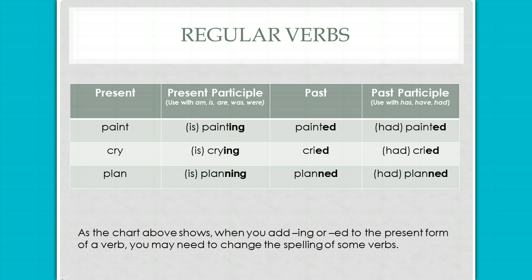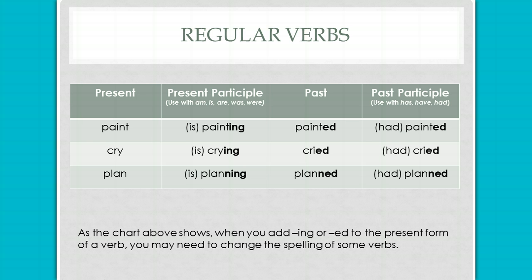The table demonstrates how different forms of regular verbs are formed. The present tense verb paint is changed to present participle by adding the ing to the end. The past and past participle are created by adding ed to create the verb painted.